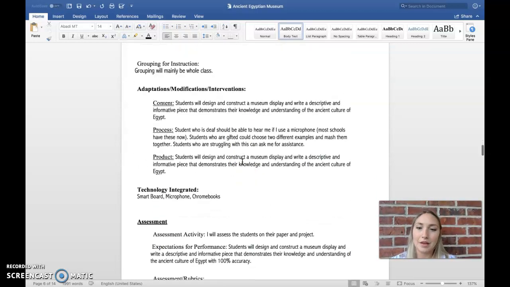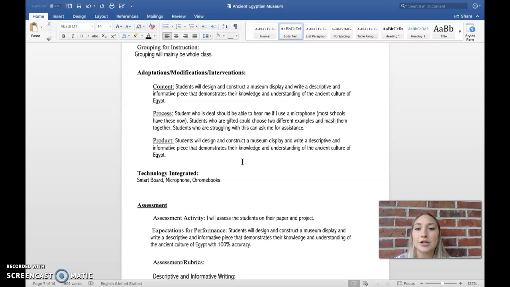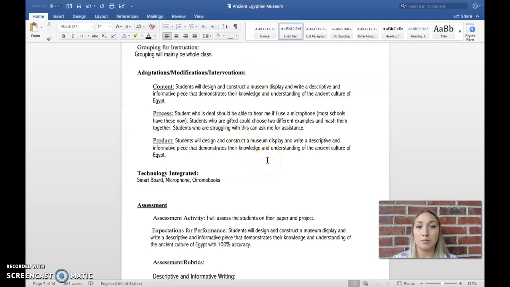So then we get into adaptations, modifications, and interventions. For students that are deaf, I would be wearing a microphone. And then students who are gifted, they could even choose 2 of those suggestions that I gave up above and maybe mash them together to create something, or more than 2, whatever they want. I think that would be cool, and they could even write more than 1 paper if they want.